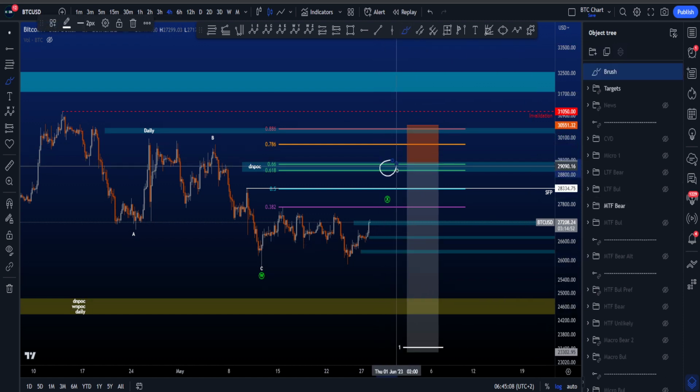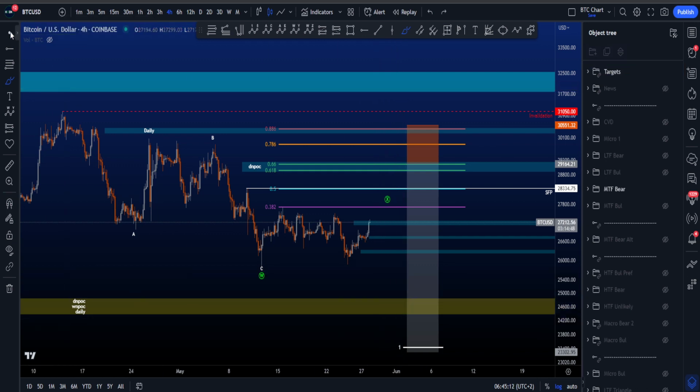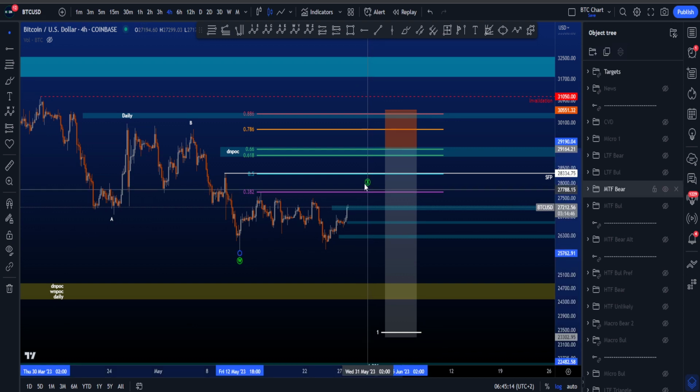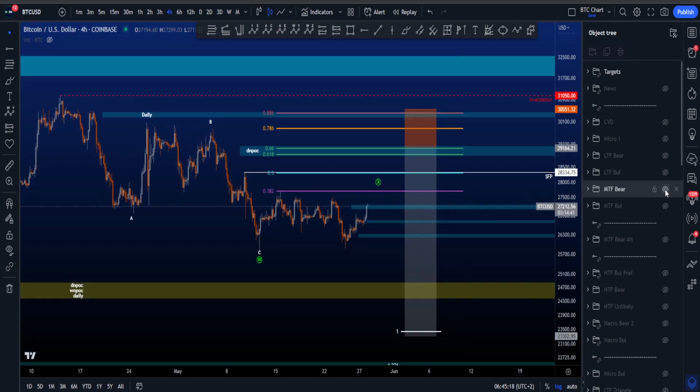But then if that happens, it becomes more likely that the yellow target box is going to be the support area. So it really depends, in this scenario, on where wave X is going to end, for then which support area is going to be most likely.